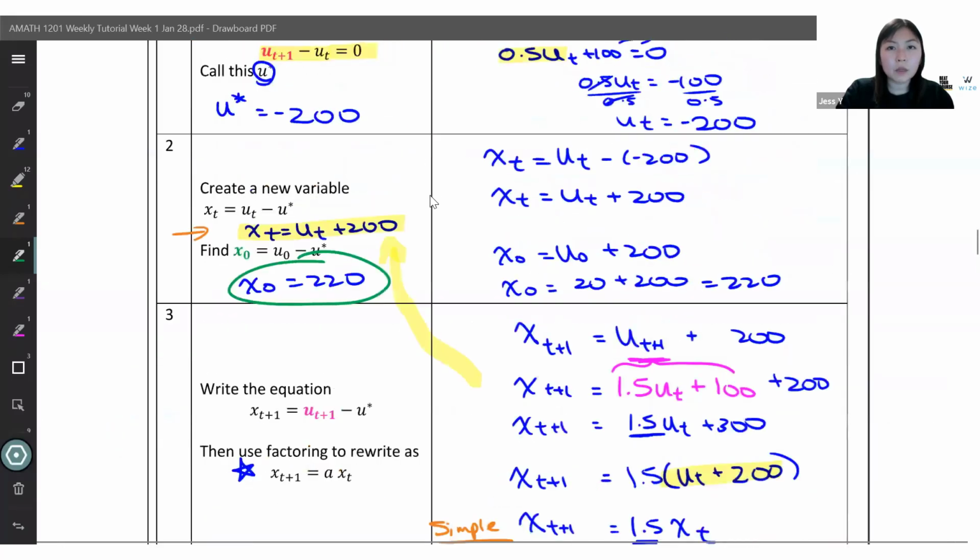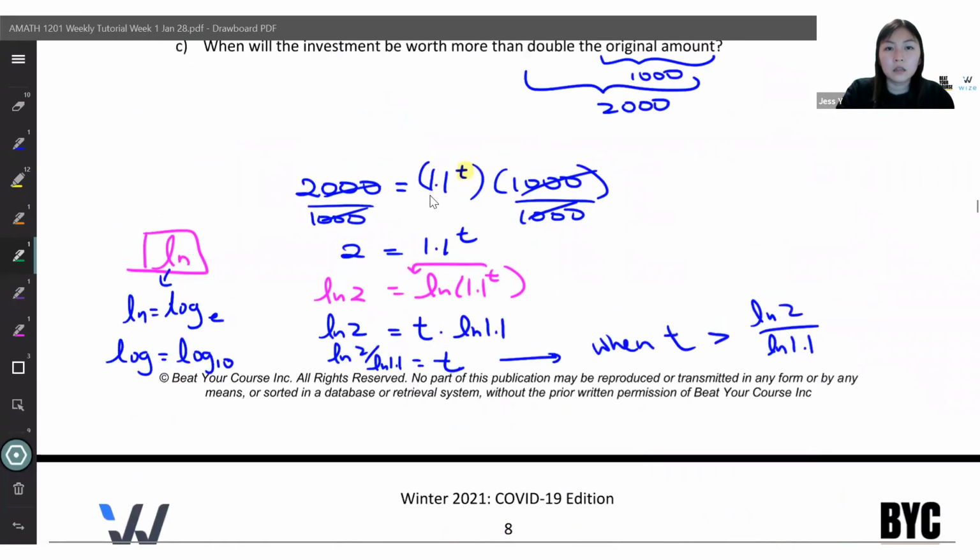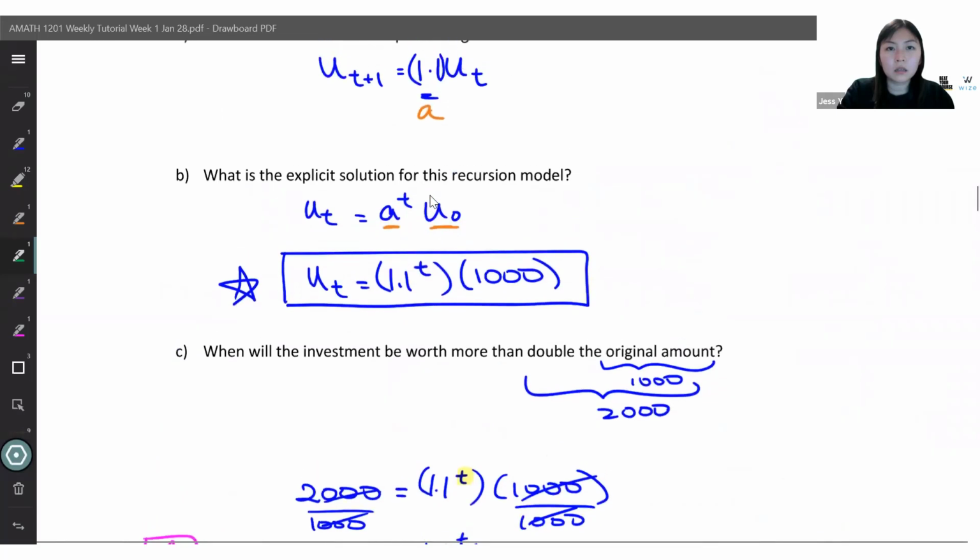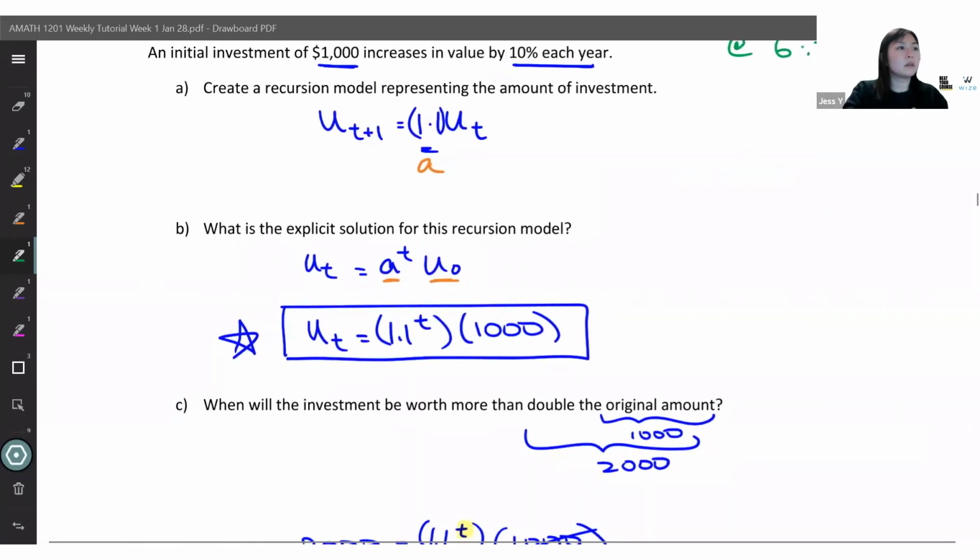Recursion model for the investment problem. One second. I think it was this question, right? I think that's it. Let me know if that's the one.